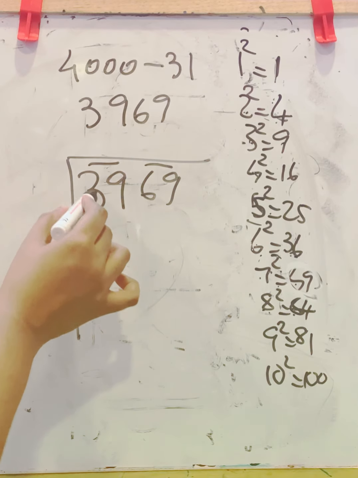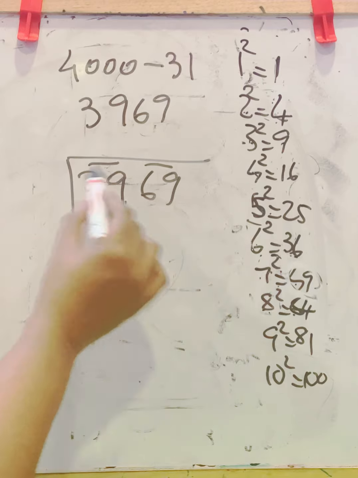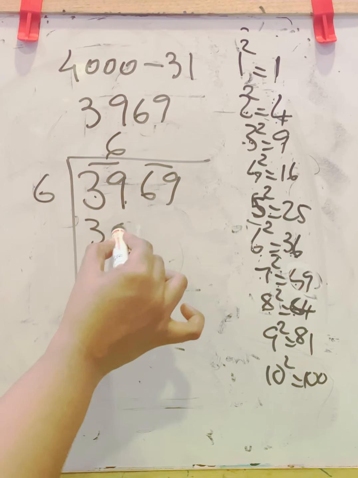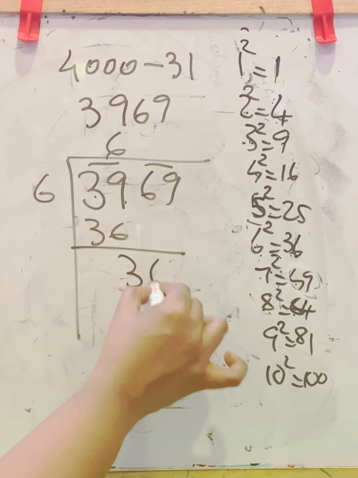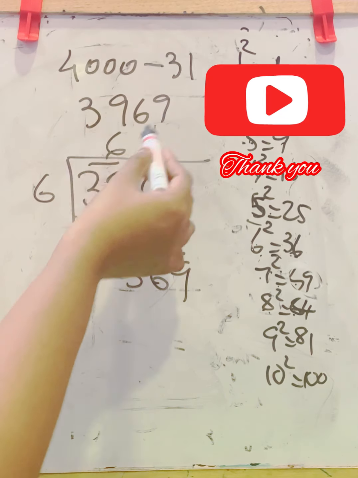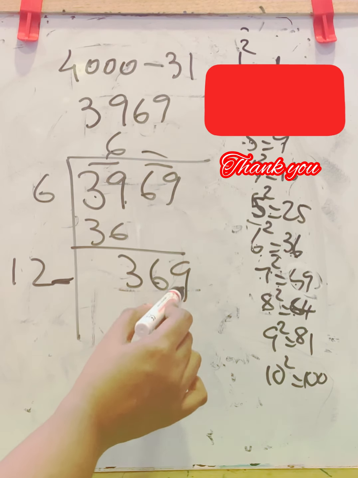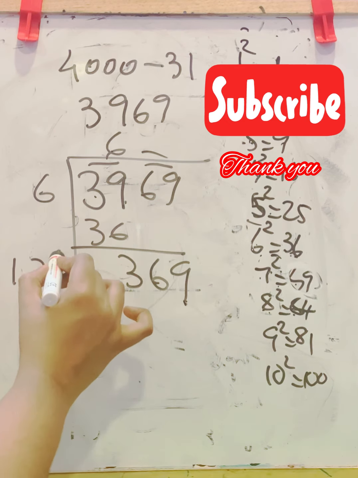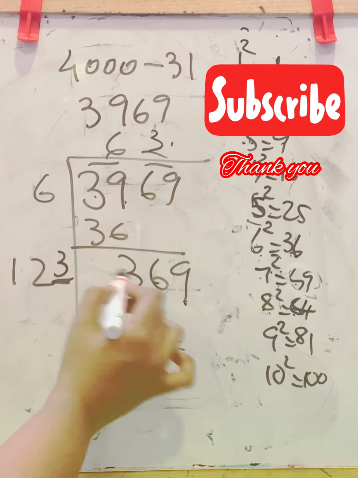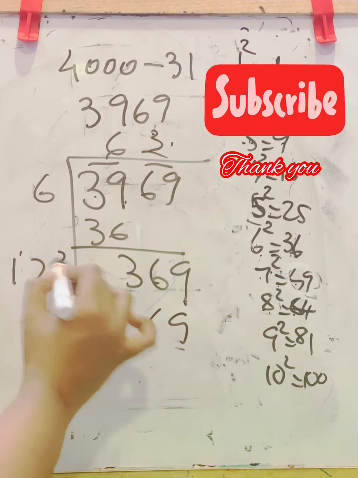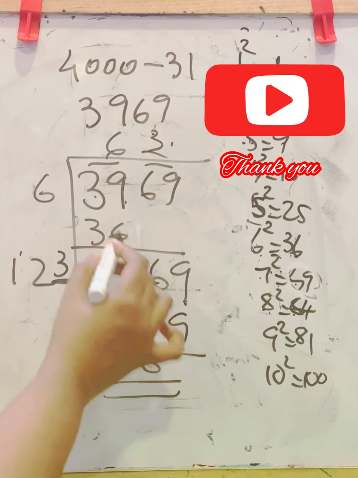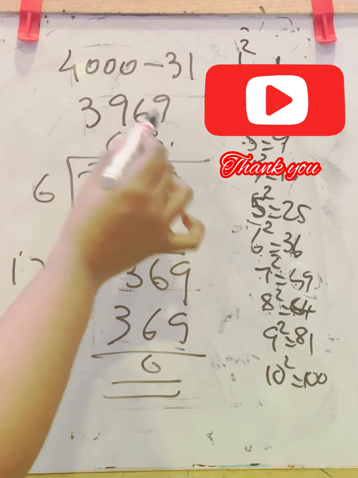Pair it. Below 39, you have 36. That is 6 6s are 36. Balance is 3. Carry down the 69. Double the 6. 12. 120 dash into dash. Here we have 9. We will check with 3. 123 into 3. 3 3s are 9. 3 2s are 6. 3 1s are 3. Okay. Square root of 3969 is 63.